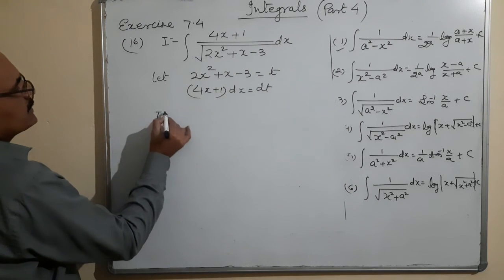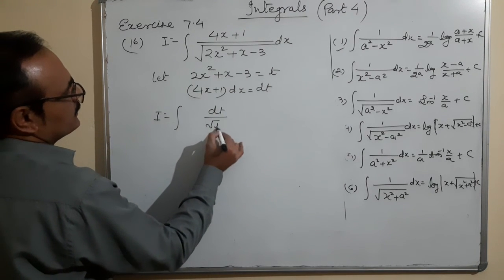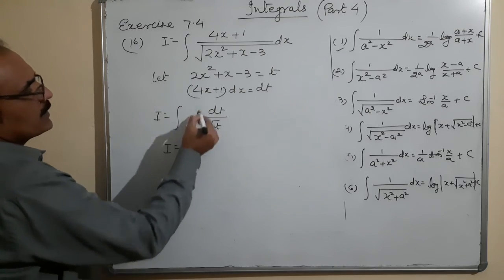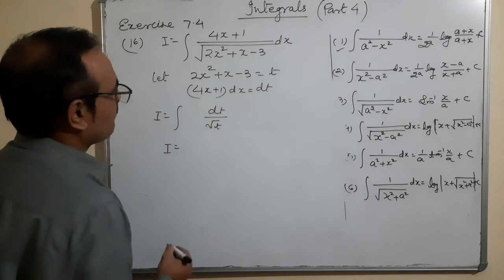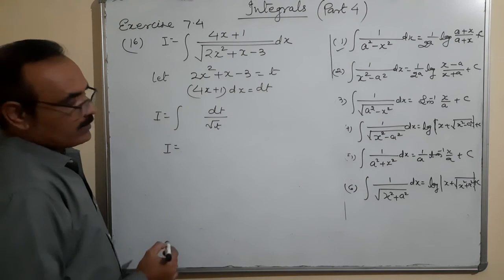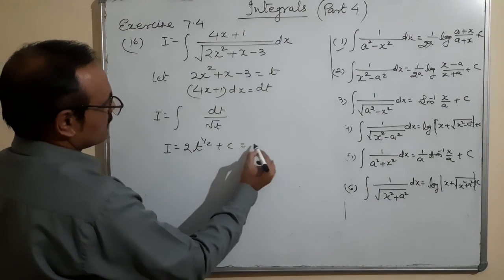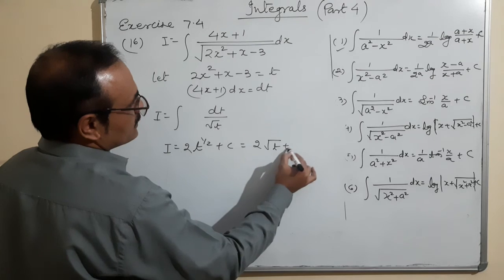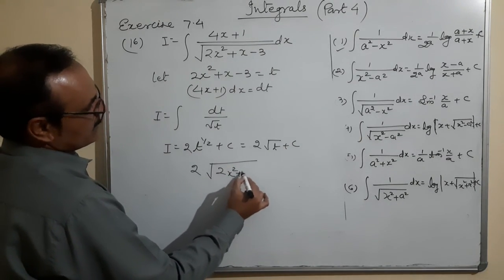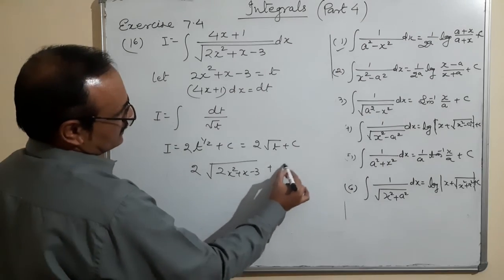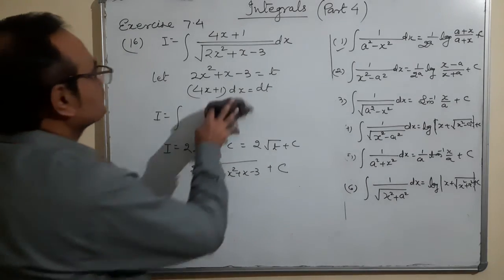Okay, so I is equal to integral of dt upon under root t, which is t to the power minus 1 by 2. Integrating, t to the power 1 by 2 upon 1 by 2, it is 2. So this is coming 2 under root t plus c. The value of t is 2x square plus x minus 3, so 2 under root of 2x square plus x minus 3 plus c. So this is the simplest question of this exercise.